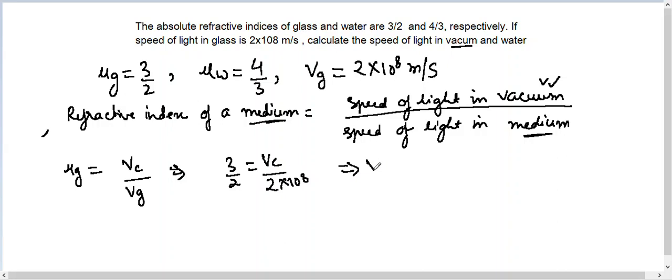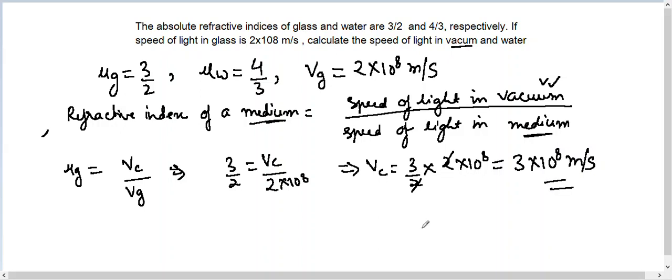That means speed of light in vacuum is equal to 3 by 2 into 2 into 10 raised to the power 8. So it is getting cancelled, and we are going to get the value as 3 into 10 raised to the power 8 meter per second. So that's the first part.